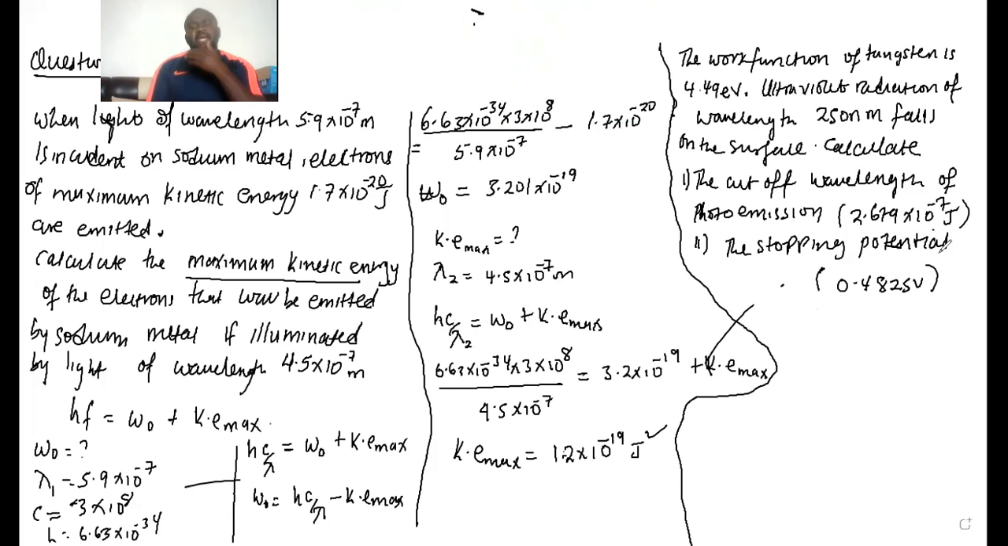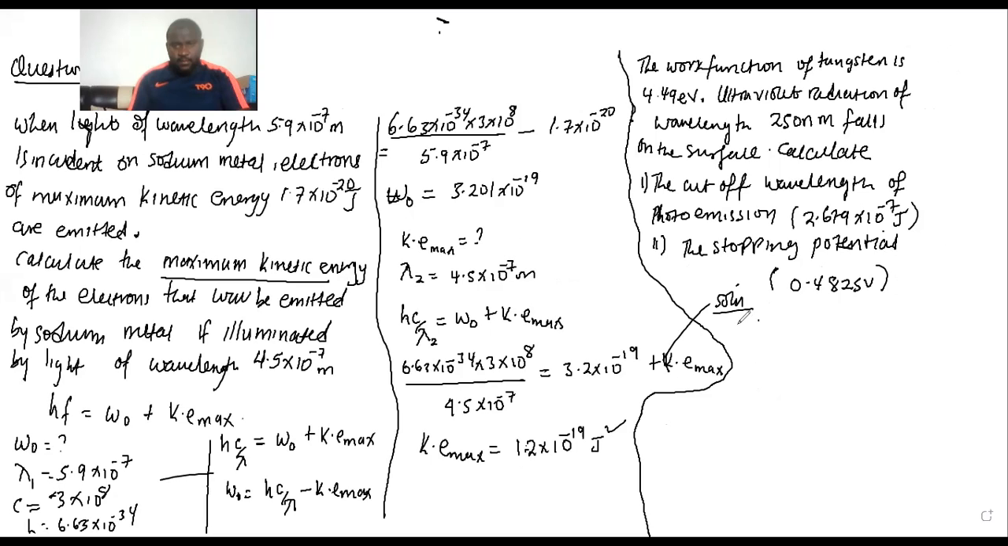So we have another number here. Now this one says the work function of tungsten. Tungsten is a metal. We have the work function of tungsten as 4.49 eV.